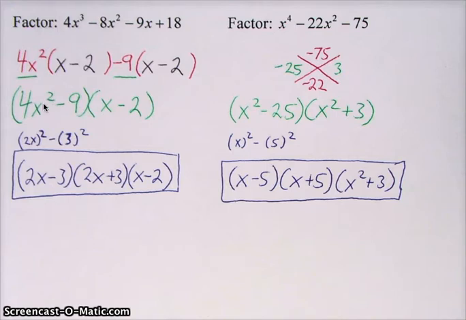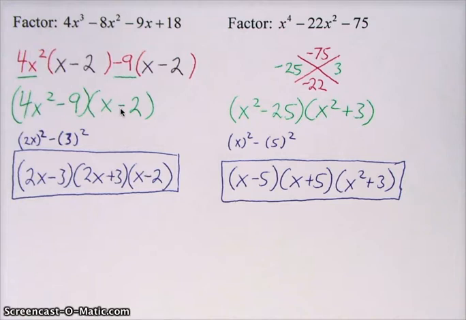This right here is a difference of squares. If you notice, this right here is 2x squared, or 2x times 2x. This is 3 times 3. It's called a difference of squares. So you have 2x minus 3, 2x plus 3. And you still have your x minus 2. So this is completely factored.